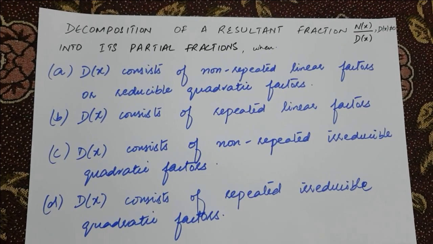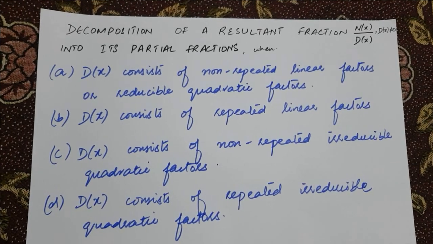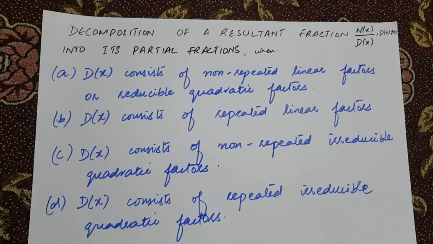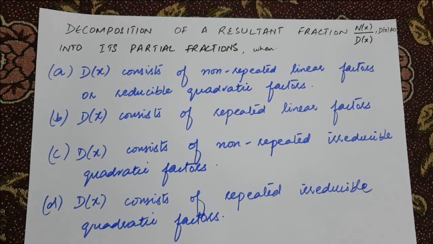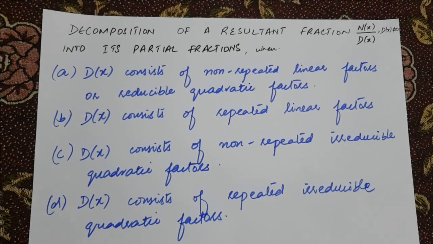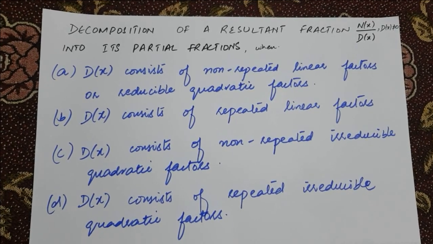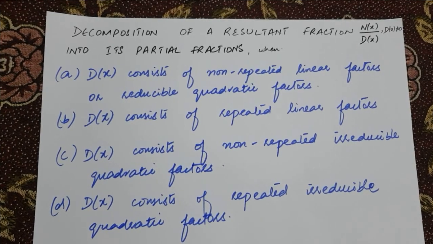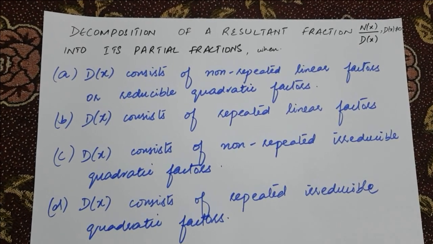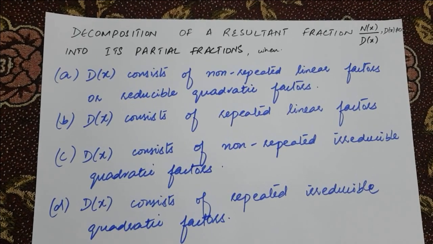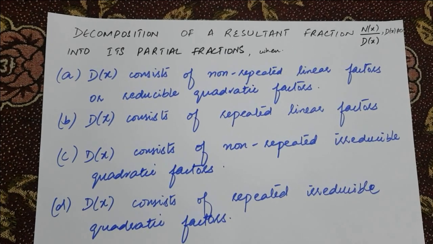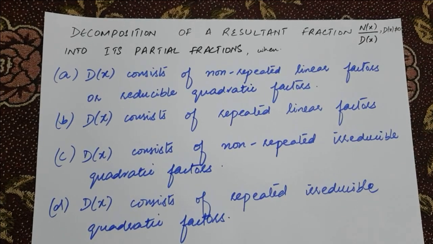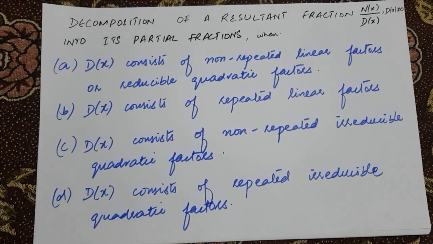The first case says that the denominator consists of non-repeated linear factors, or they may be reducible quadratic factors. The second case would be the denominator consisting of repeated linear factors. Third says that the denominator consists of non-repeated irreducible quadratic factors. The last one says the denominator consists of repeated irreducible quadratic factors.